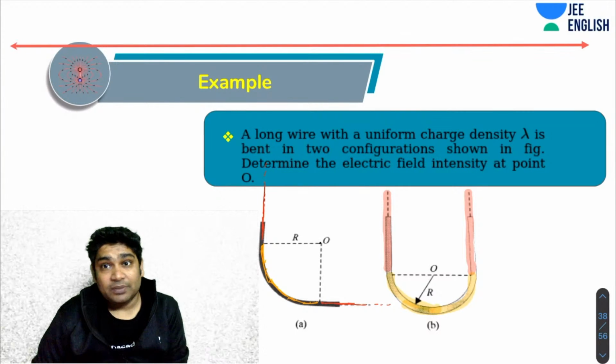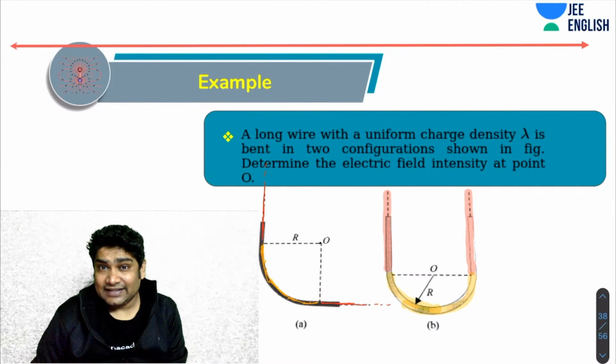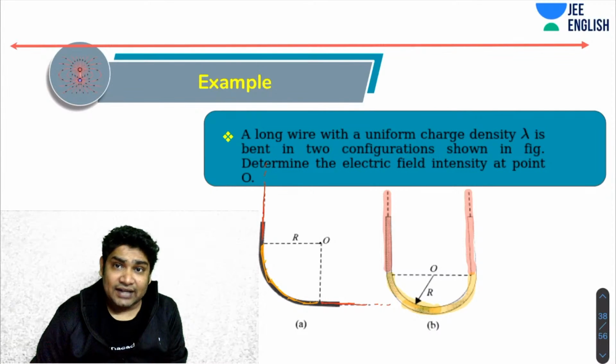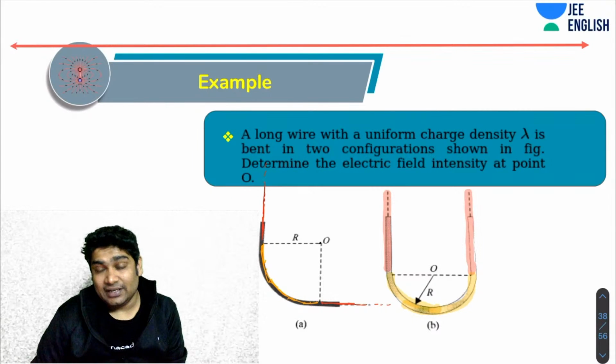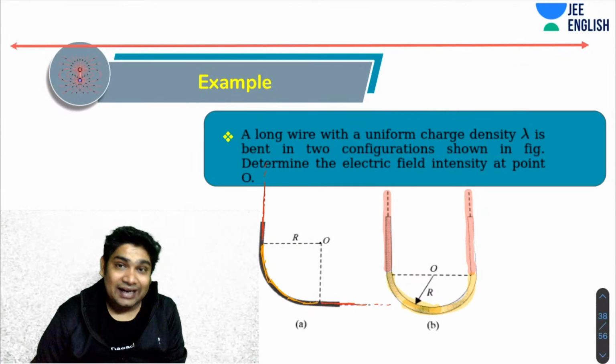Yaad kar lo, Mains people love asking questions like this. If you're preparing for your Mains, you should know how to solve this. All right, let's see you guys give it a try. Again, uniform charge density of the wire is lambda, and the radius of the quarter circle and the semicircle is r. You have to find your answer in terms of lambda and r and epsilon naught.